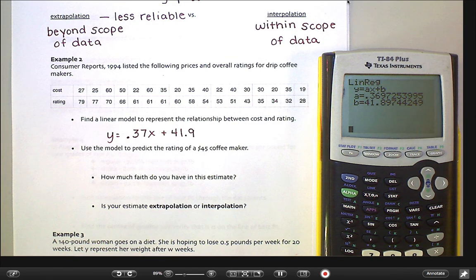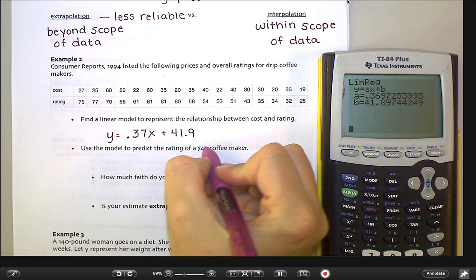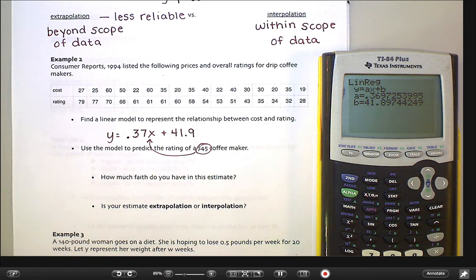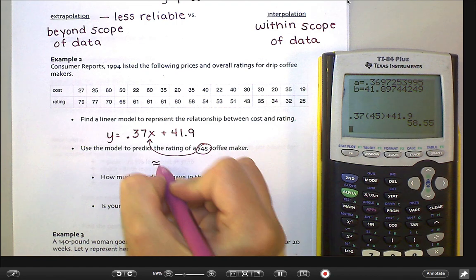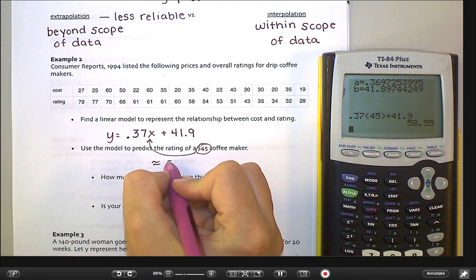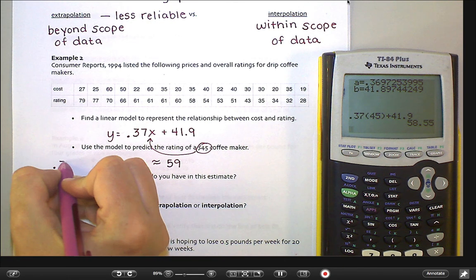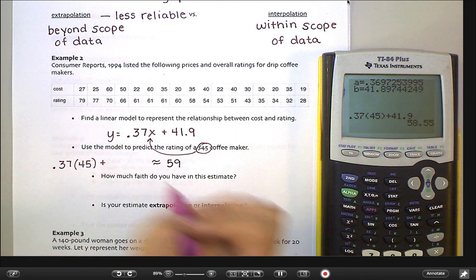Okay? And then it says, use this model to predict the rating of a $45 coffee maker. Well, this is asking us to take that 45 and plug it in for x in our model. So I'm going to go 0.37 times 45 plus 41.9. And I would predict that that $45 coffee maker would have a rating of approximately, we'll go 59 because it looks like all of our ratings are in whole numbers. Okay, I'm just going to jot down quick what we just did. 0.37 times 45 plus 41.9.